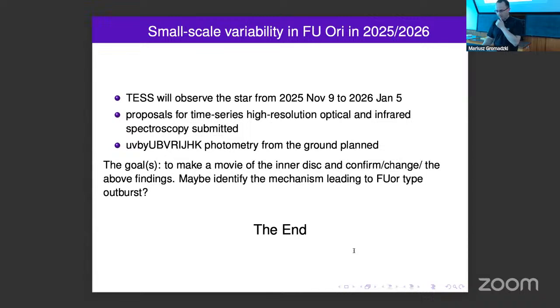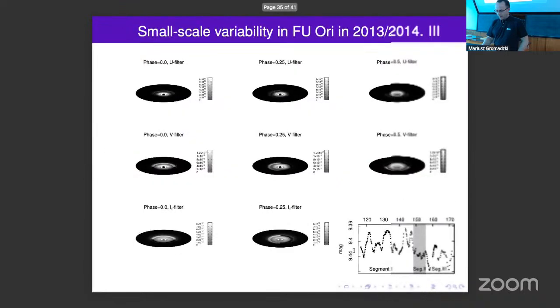I submitted several proposals for time series high resolution optical and infrared spectroscopy. I will tell you why infrared is important as well, and some ground-based observations. The goal is to make maybe a movie of the inner disk and confirm or change my previous findings presented during this talk, maybe to identify the mechanism leading to FU Ori-type outbursts. Yes, infrared observations are important because the infrared is sensitive to this region. Visual observations are sensitive to phenomena occurring closer to the star or at the disk inhomogeneity.